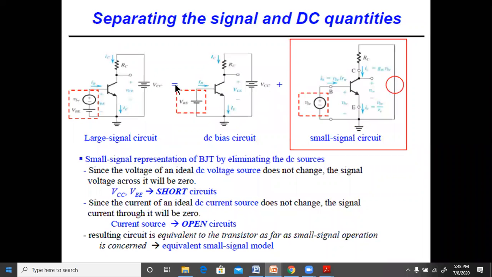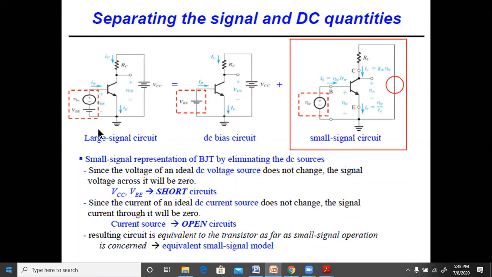Now we need to separate the signal and the DC quantity, and that is generally done by the capacitors connected here and here in the amplifier. These two capacitors are known as the coupling capacitors, which we are not showing in these figures, but they will always be there.